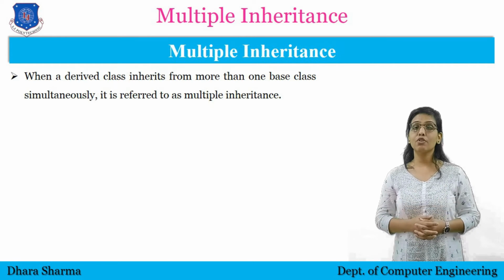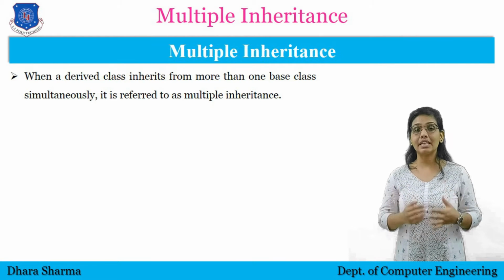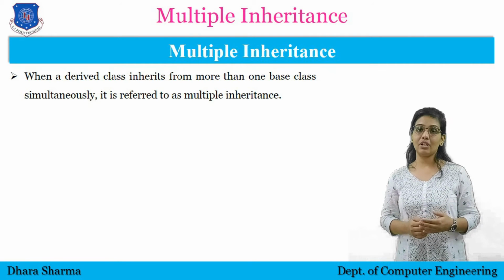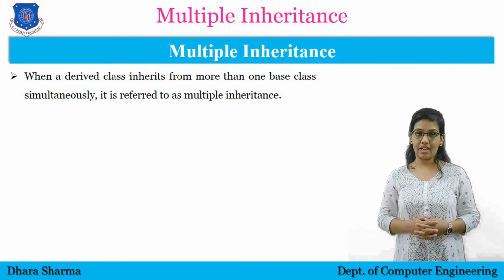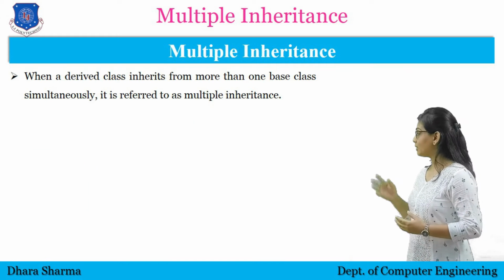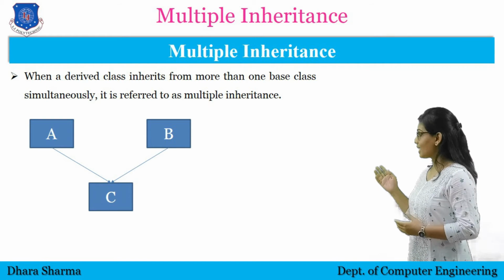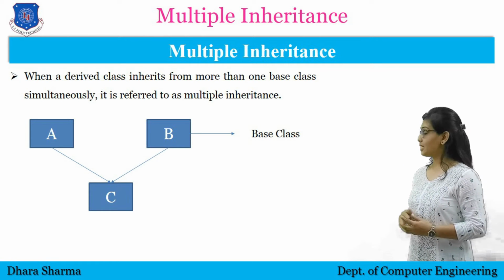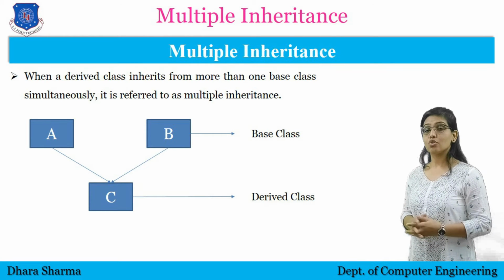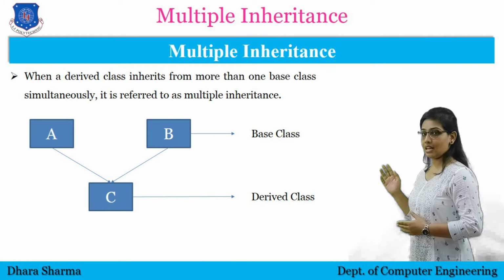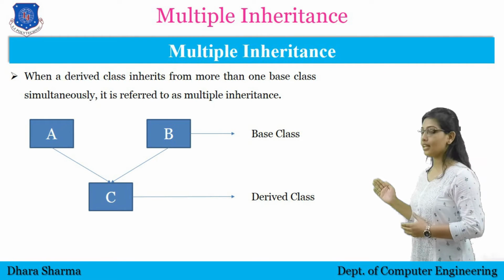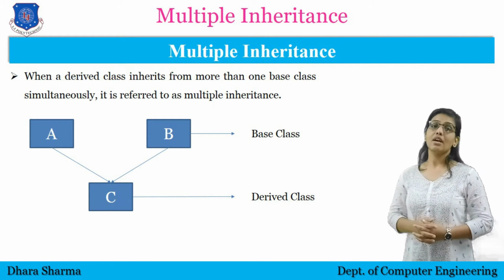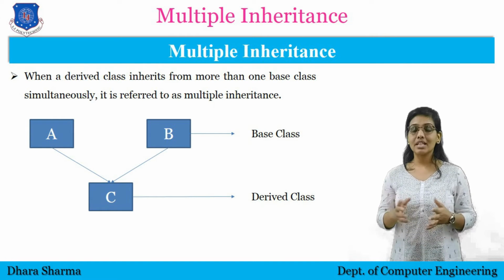So the properties from multiple base classes are getting inherited into single derived class, that is known as multiple inheritance. Here you can see there are three classes, class A, B and C. A and B are the base classes and class C is the derived class. So properties from two base classes A and B are getting inherited into single class C. So this is known as multiple inheritance. Now let's understand this concept with the help of simple program.